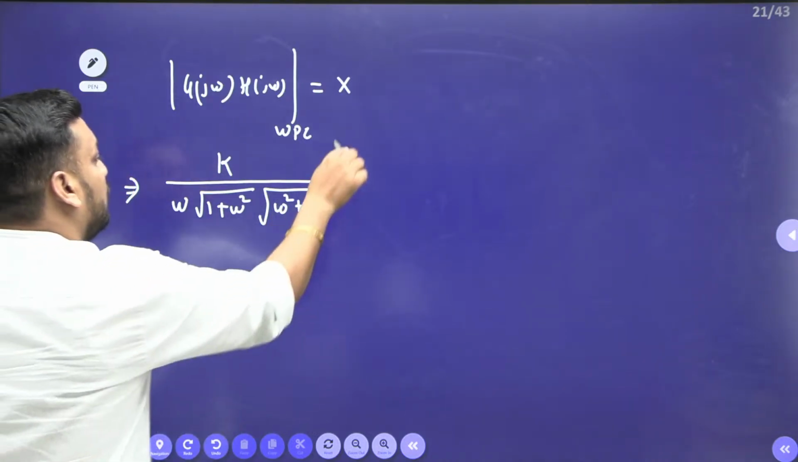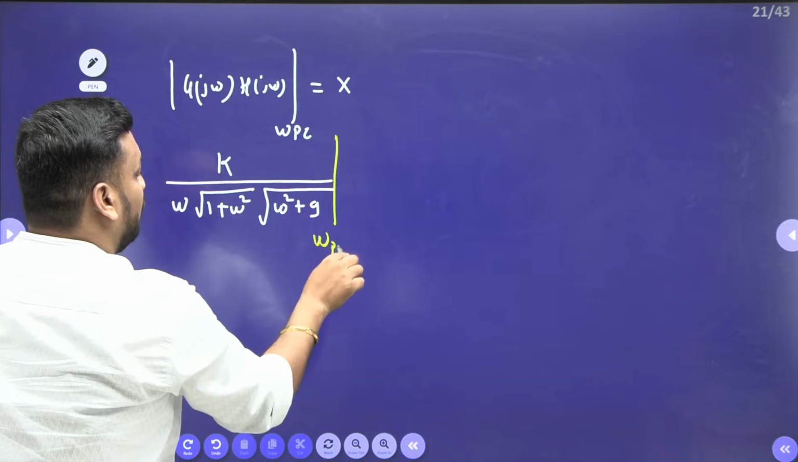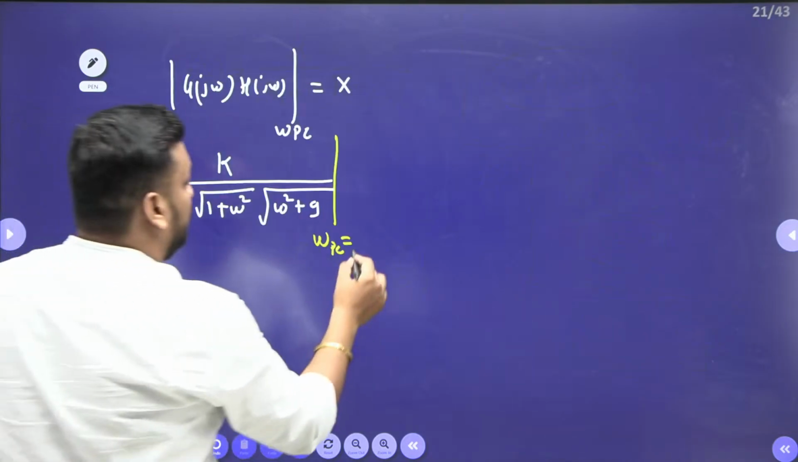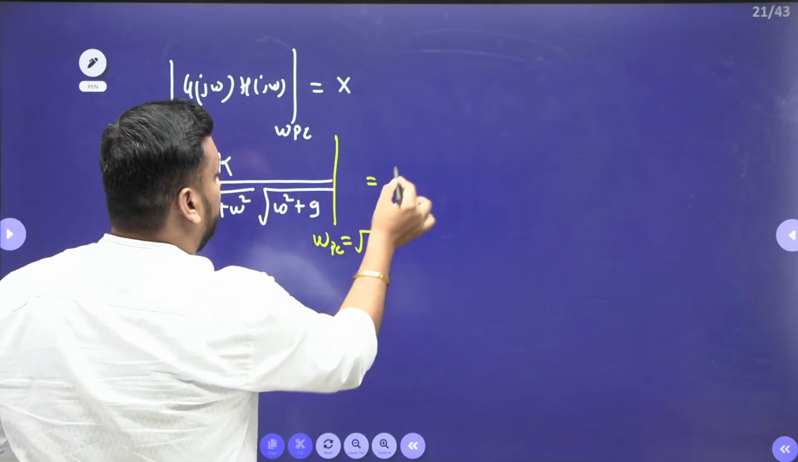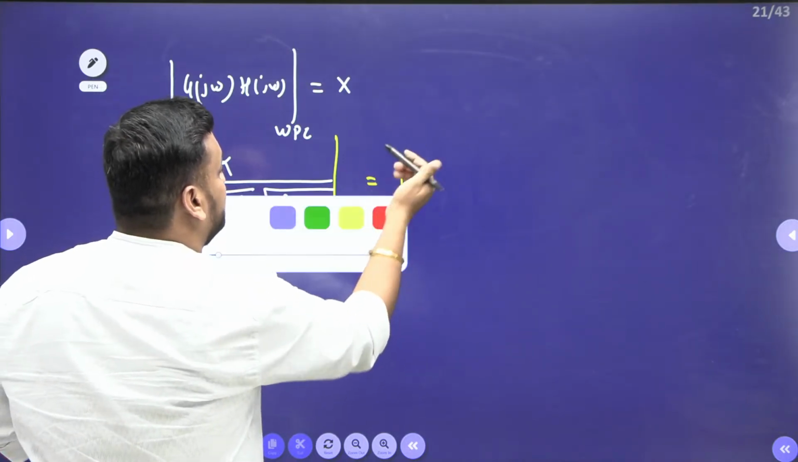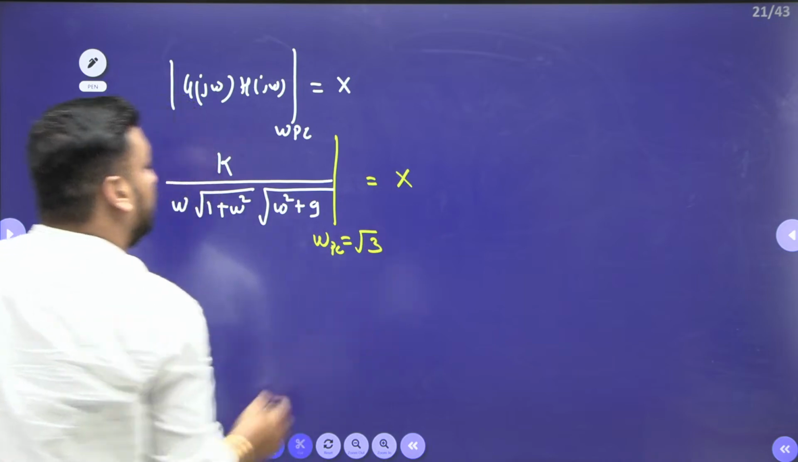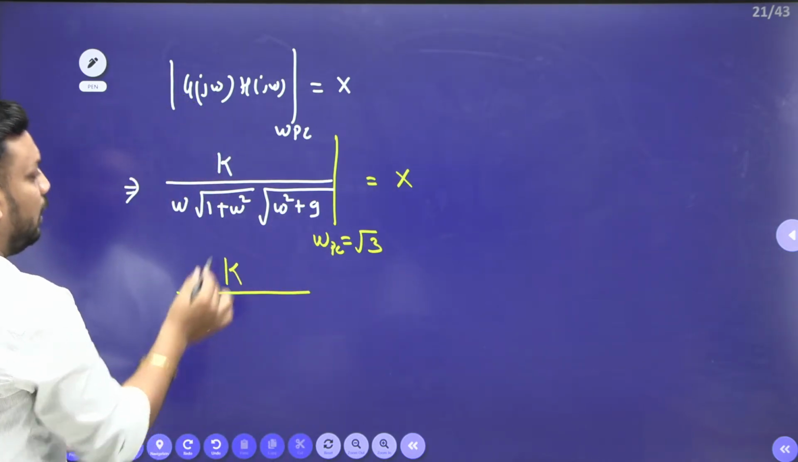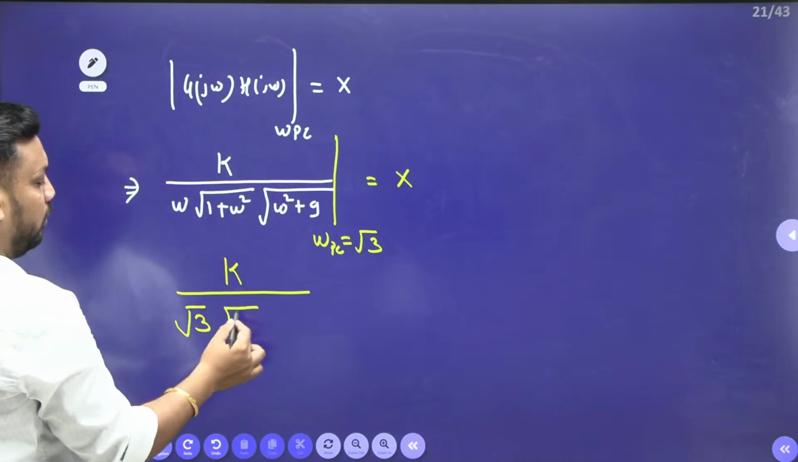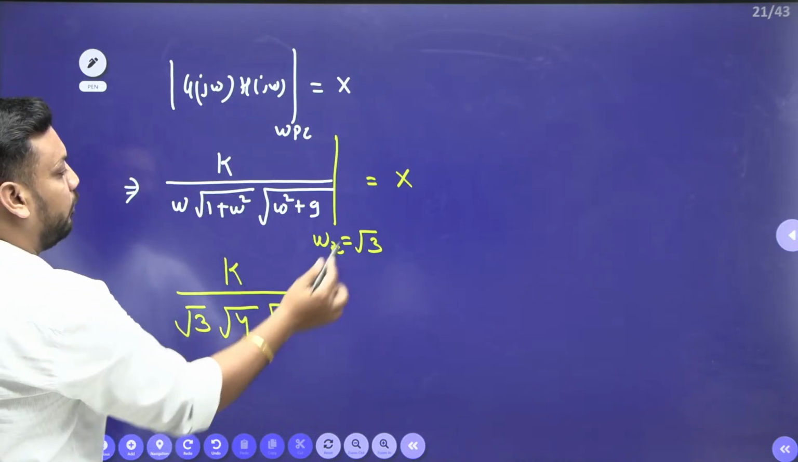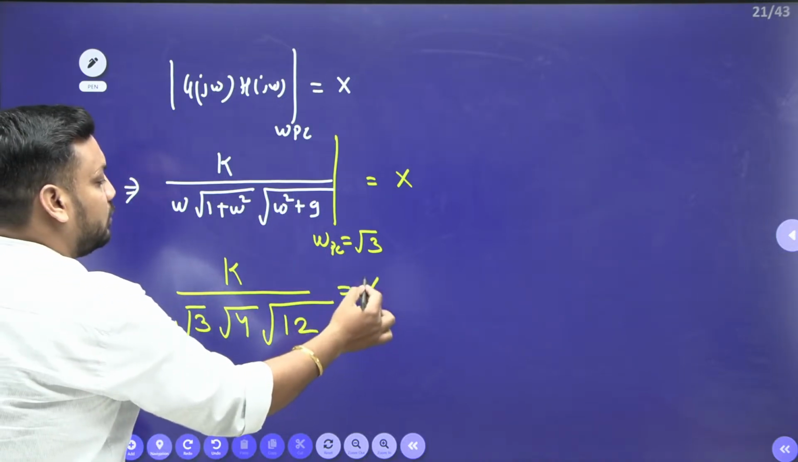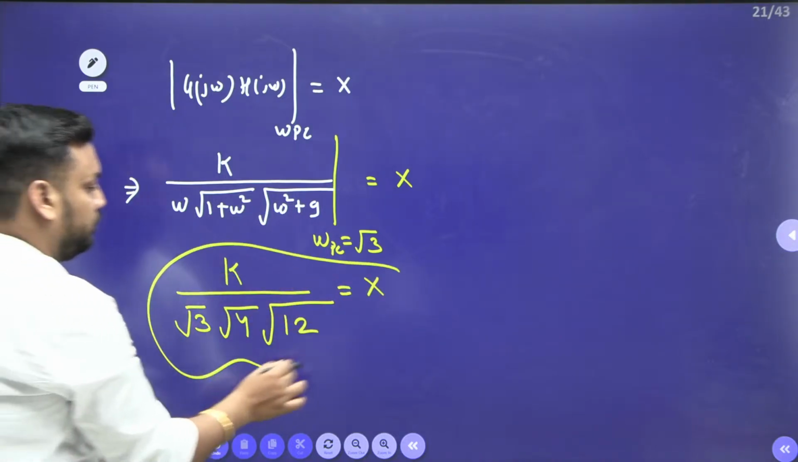So here you can find the value of ωpc. What is ωpc? It is already calculated, root 3 only. So when you put root 3 here, it will give you the X value. X is K upon root 3, times root of 1 plus 3, so root 4, times root of 3 plus 9, so root 12. So this is your X value, guys.